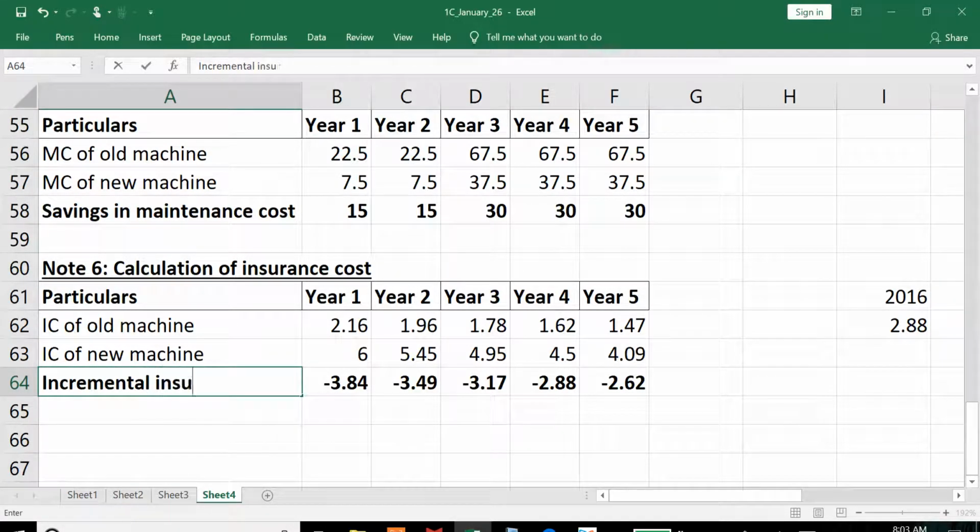When you are doing the old machine, it is like a year 4 to year 8 calculation. The new machine is a year 1 to year 5 calculation, and the incremental insurance cost is the outflow. Old machine, new machine, and whatever is the extra amount, that's our outflow. The extra machine is going to be an extra outflow. Incremental insurance cost: 3.84, 3.49. This will go to the main working note.